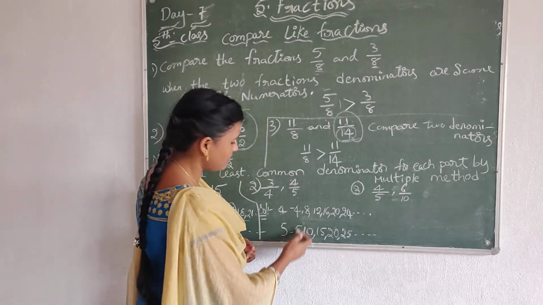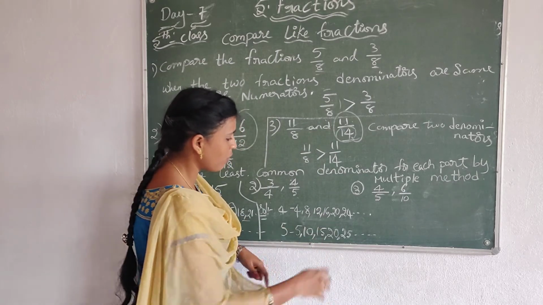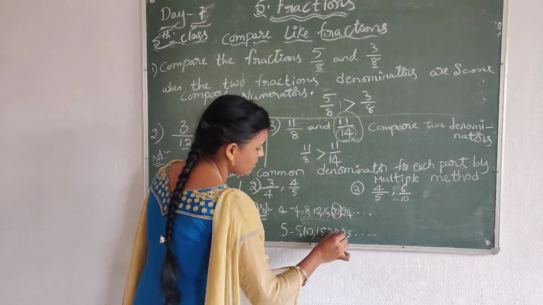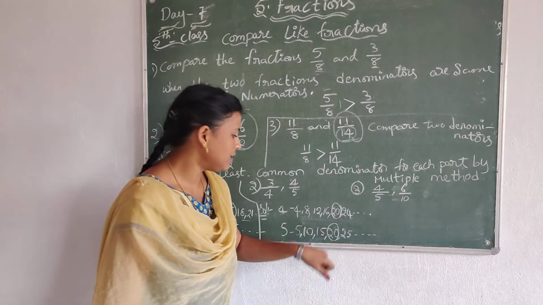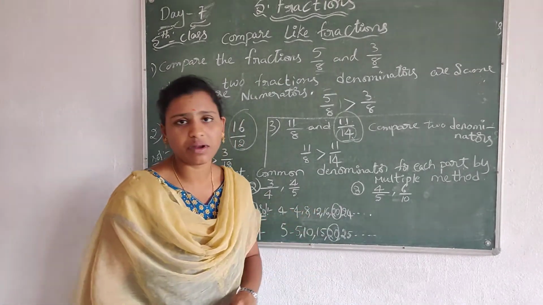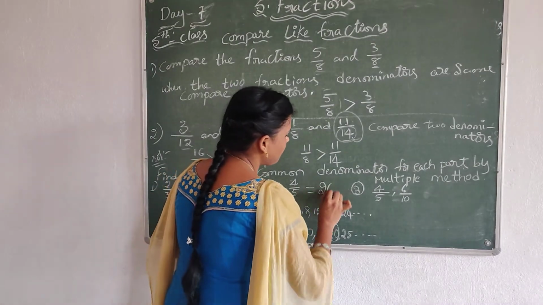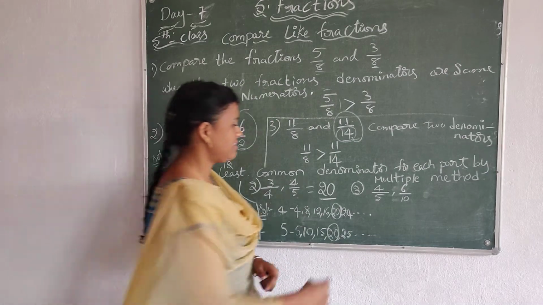Let's see here. 4 is there? No. 8 is there? No. 12 is there? No. 16 is there? No. 20 is there? Yes, it is there. So circle 20. This is the first and least common multiple of 4 and 5. That's why take the multiple 20. Let's take the next sum.